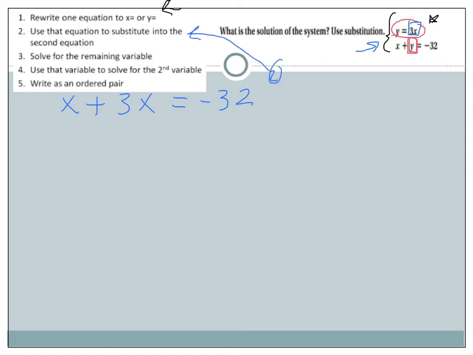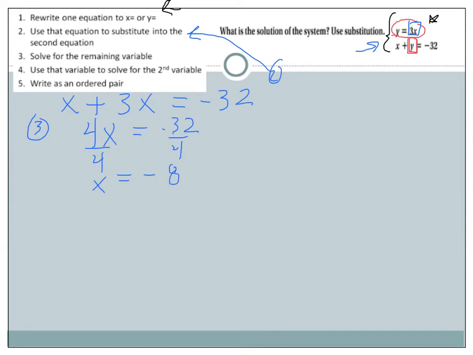Now once you do that, you should only have one variable left. So now I'm going to solve for my remaining variable. This is my step 3. This becomes 4x, because 1x plus 3x equals 4x, equals -32. If I want to solve for x, I'm going to divide by 4 on each side and get x is equal to -8. So that was my step 3.